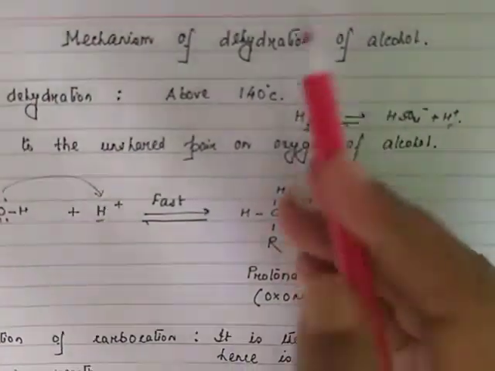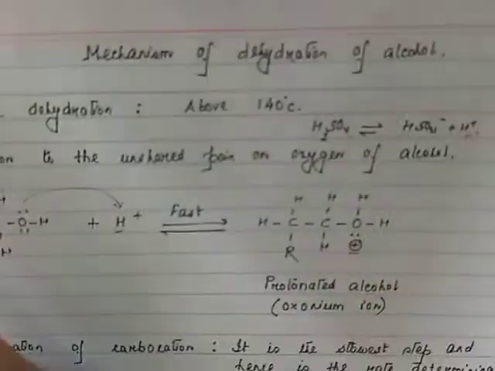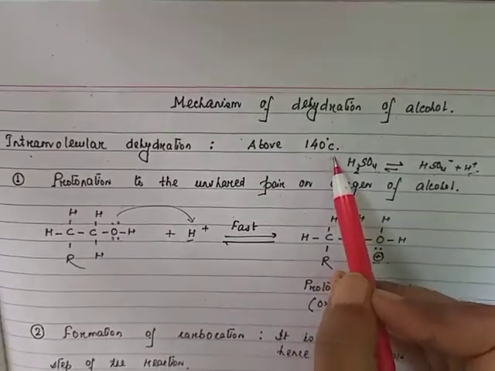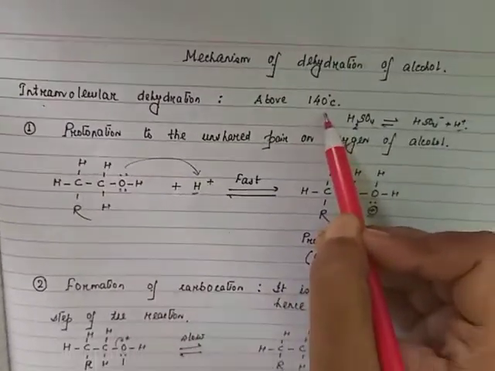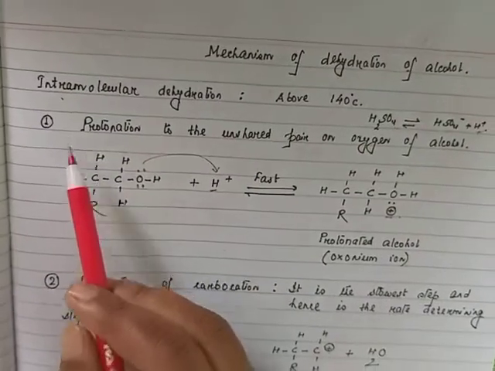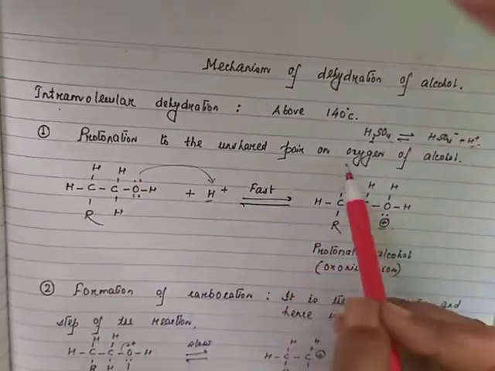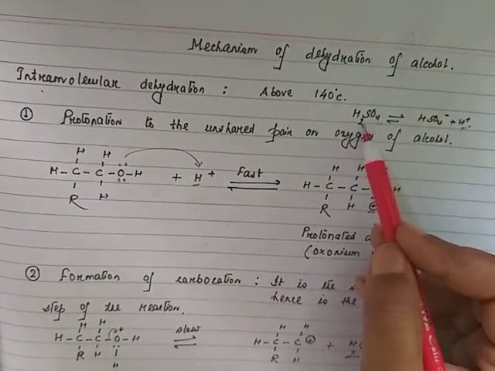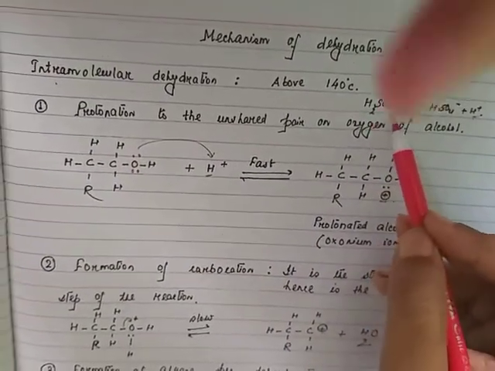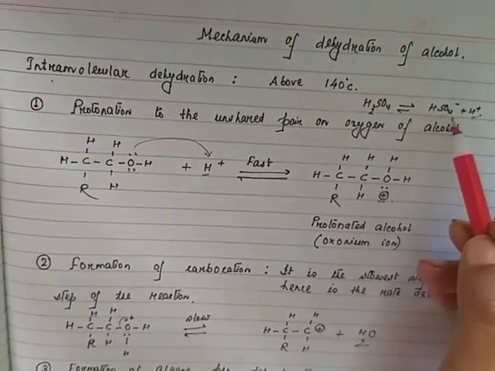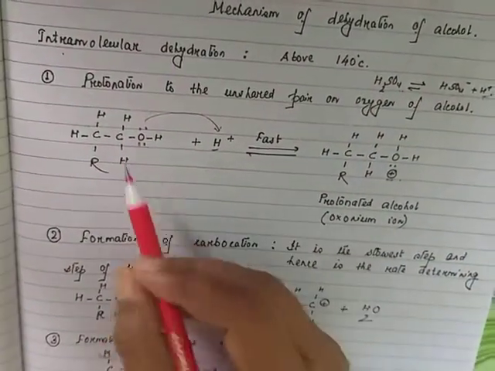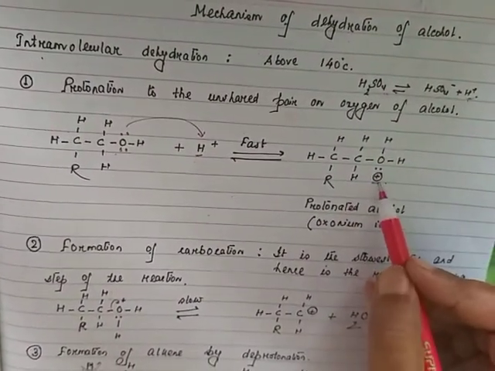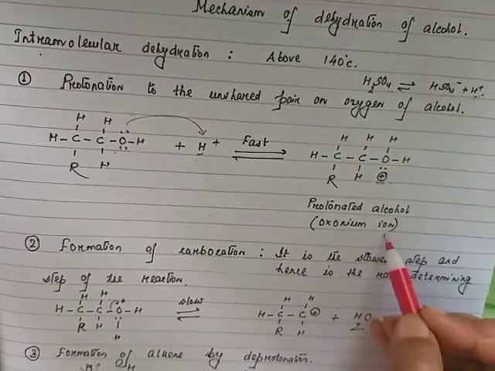Mechanism of dehydration of alcohol. Intramolecular dehydration or beta elimination takes place above 140 degrees. In fact, above 140 a carbocation is formed. So in the first step, protonation of the unshared pair on oxygen of alcohol would occur. It requires concentrated sulfuric acid, which breaks up to H plus and HSO4 minus. This H plus acts on the unshared pair. It's a fast process and forms protonated alcohol, also known as oxonium ion.